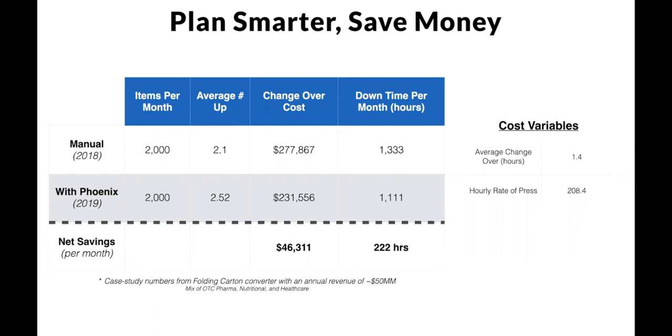And that doesn't include the amount of open capacity we've introduced on press, right? Because we've now reduced the number of changeovers, that means we've also reduced the amount of time that the press is actually being run. So that incurred an extra 222 hours of open capacity at this particular location that could be sold on. So the savings speak for themselves. A slight increase in the average number of up per press form can show a very large savings in changeover costs.